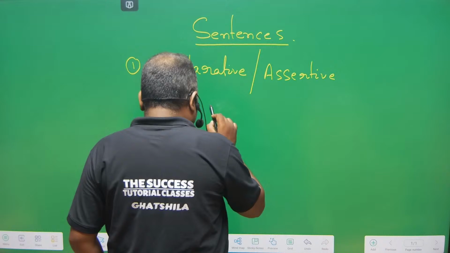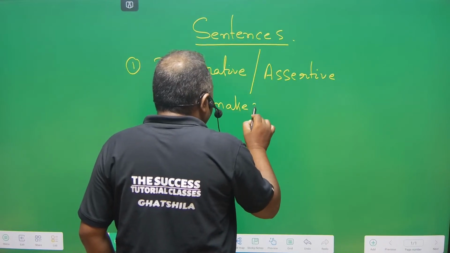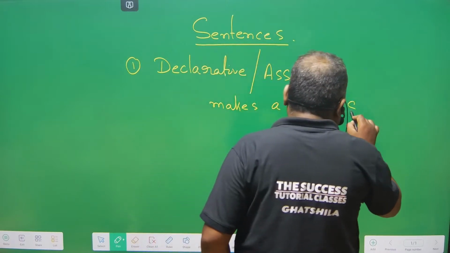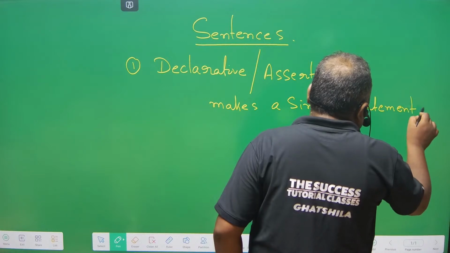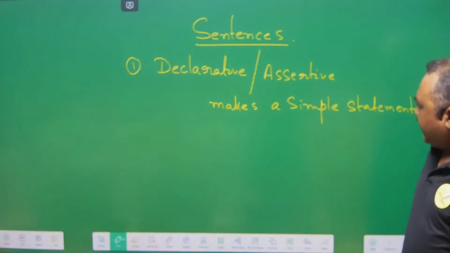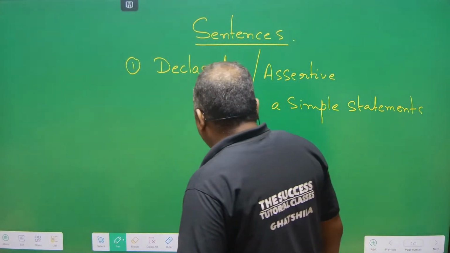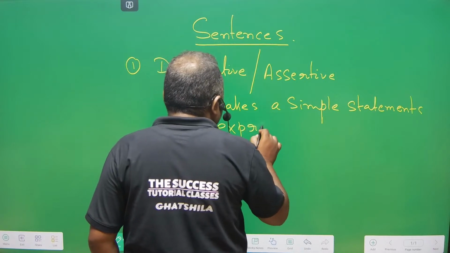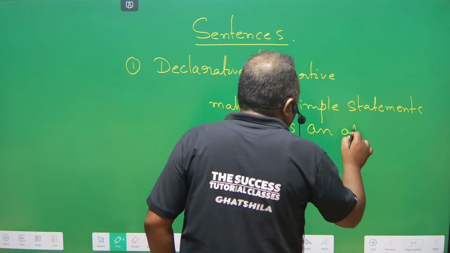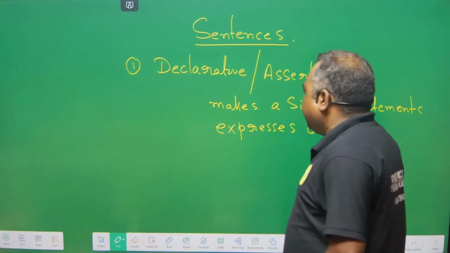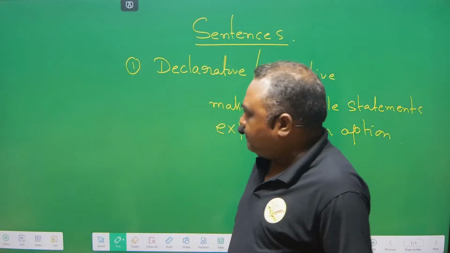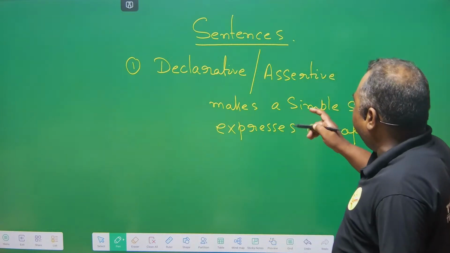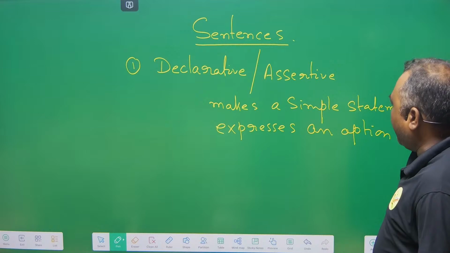We can write, it makes a simple statement. Means with the help of declarative or assertive sentence, we can make a simple sentence. That means we can express an opinion. Expresses an opinion. So it is a simple statement, or we can express an opinion.